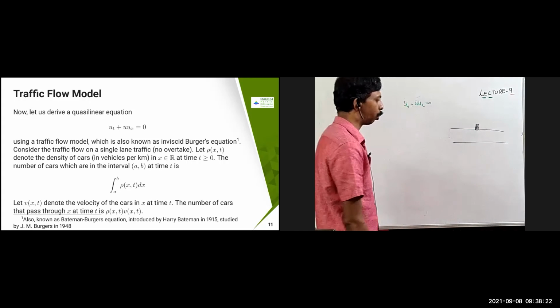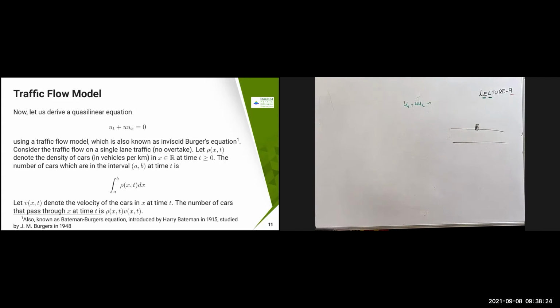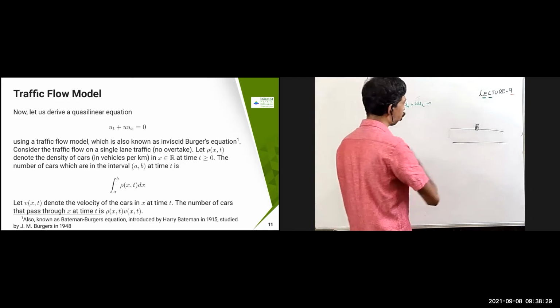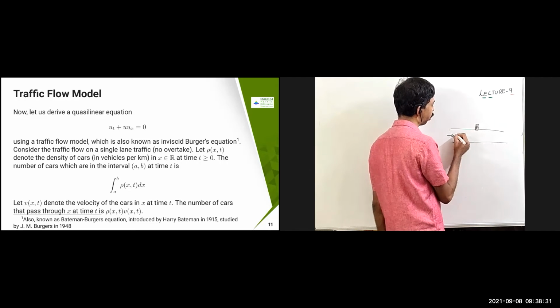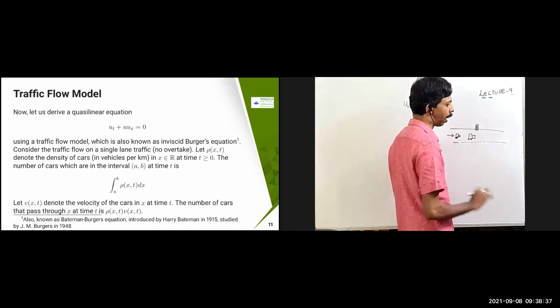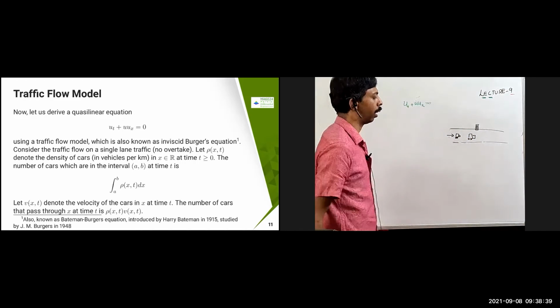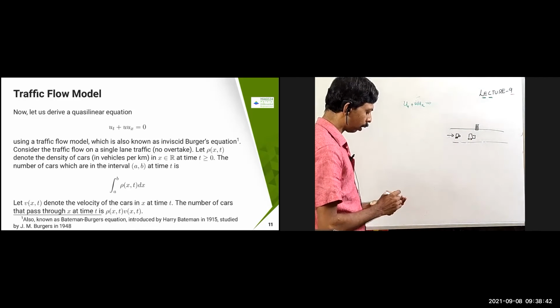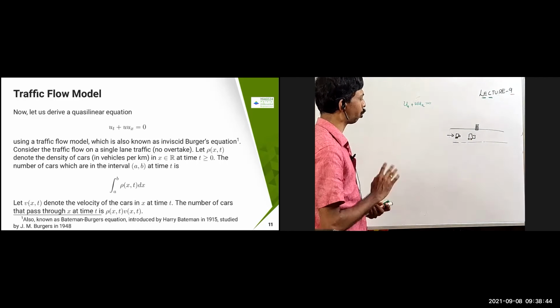Now what I'm going to do is just observe the density of the cars. Suppose some cars are going in this direction, some cars are going here, so many cars are going. I'm just going to observe what the traffic flow is in that route.